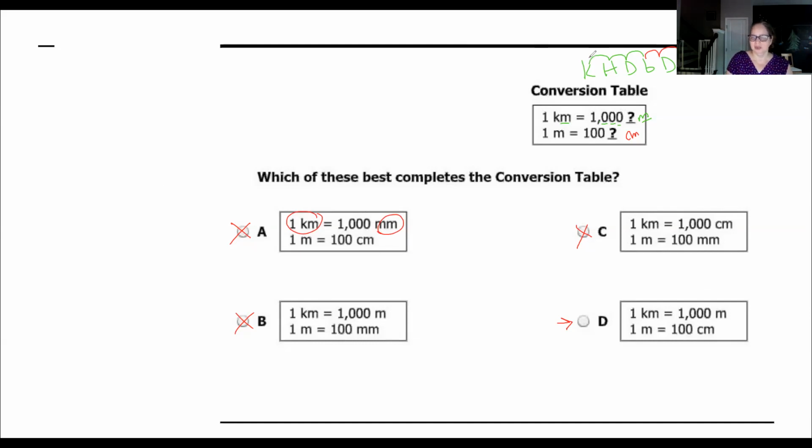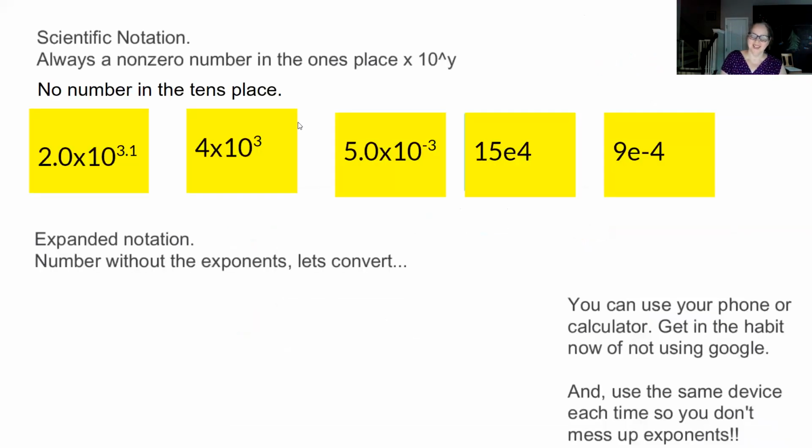And I want to go to millimeters. 1, 2, 3, 4, 5, 6 hops. Fill that in. 1 kilometer is 1,000,000 millimeters. So you can check it either way you want. And you can always watch this again and hit pause and check out your answers.